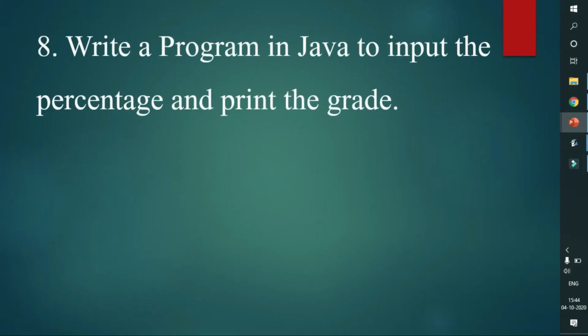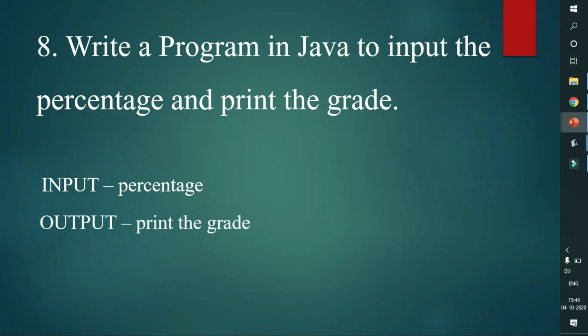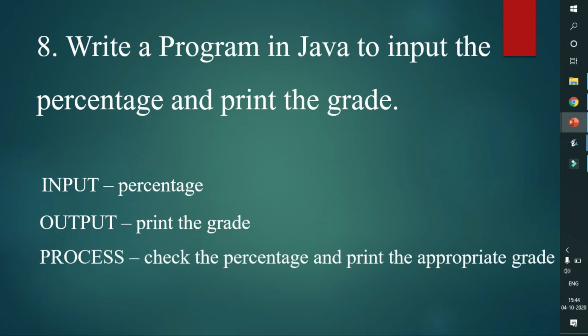Write a program in Java to input the percentage and print the grade. So here we are inputting the percentage. We can input the percentage as a double value. Then output is to print the particular grade, whether it's grade A, B, C, etc. So the process is to check the percentage and print the appropriate grade. Let's see how to do this.